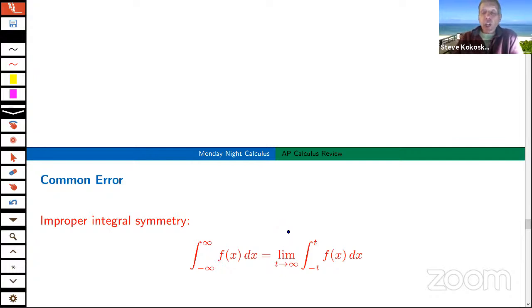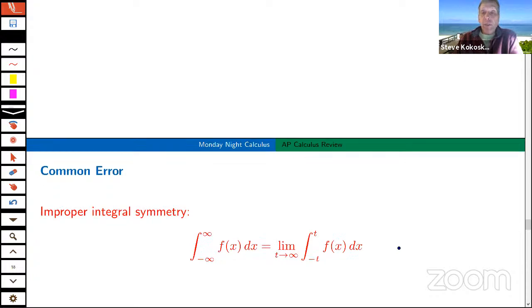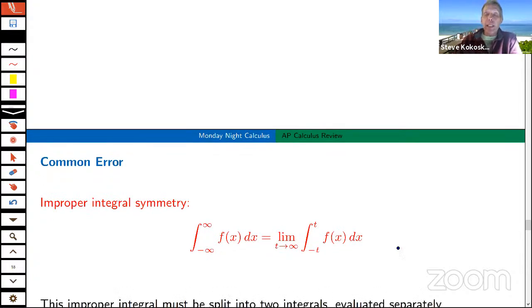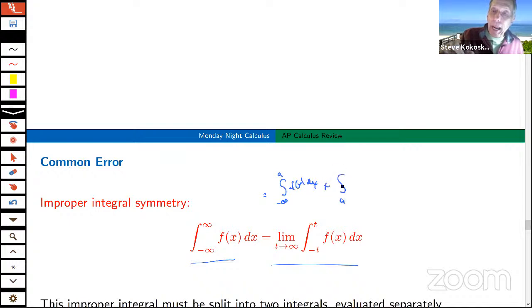So this is a common error with an improper integral. It seems reasonable to do something like this, to write this improper integral like that. But remember, our definition is you need to split this up into two separate improper integrals. So minus infinity to a of f of x dx plus the integral from a to infinity of f of x dx. A does not have to be 0, but often a equal to 0 makes that easier.